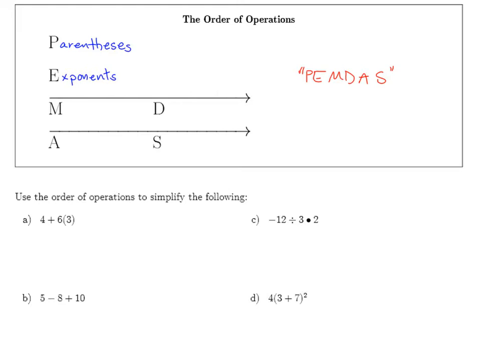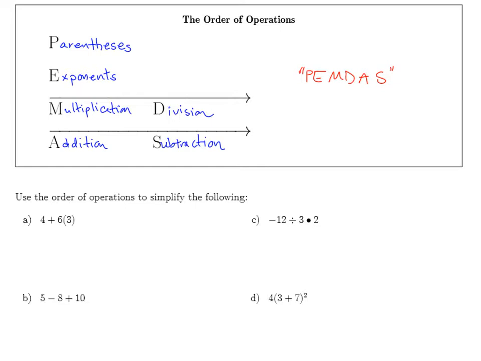Next, we have M and D, which stand for multiplication and division. And after that, we have A and S, which stand for addition and subtraction. Now, I have P-E, and then I have M and D written on the same line, and A and S written on the same line. And I have a line above M and D with an arrow over it, and a line above A and S with an arrow over it.